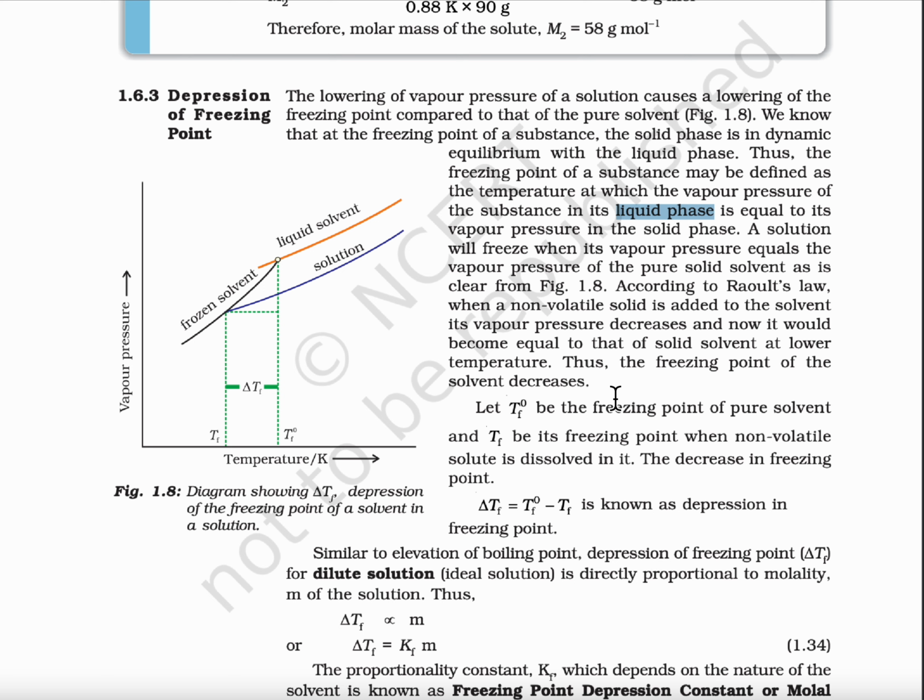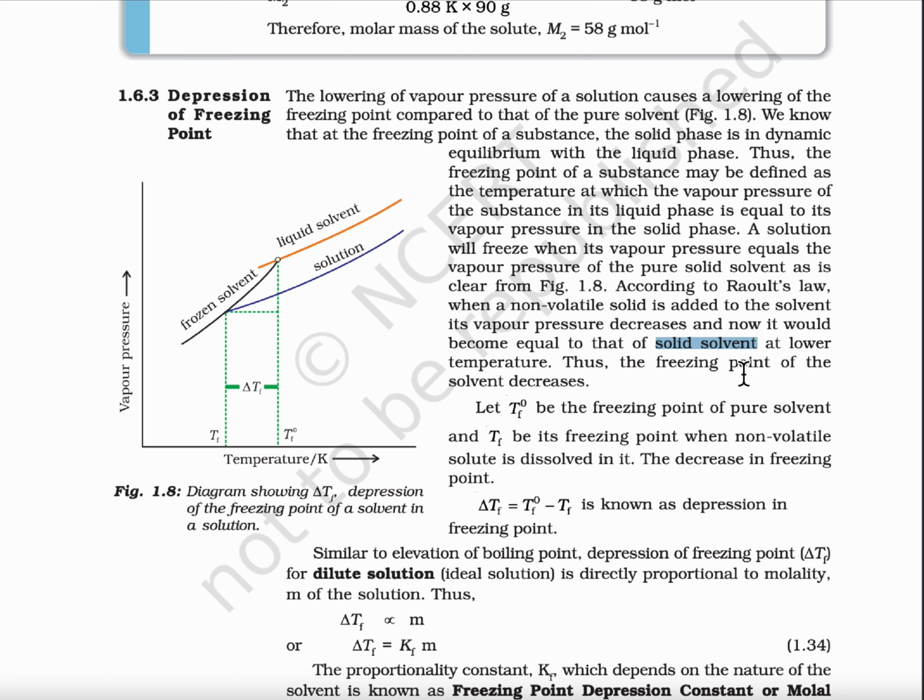So, generally we know that when a non-volatile solute is added to the solvent, its vapor pressure decreases. Now, this vapor pressure would become equal to that of the solid solvent at a lower temperature. Thus, the freezing point of the solvent will decrease. See, the freezing point at which the liquid had to freeze would have been Tf naught, the freezing point of the pure solvent. Now when the solute is added, the vapor pressure has already decreased, and it would become equal to the vapor pressure of the pure solid solvent at a lower temperature itself.